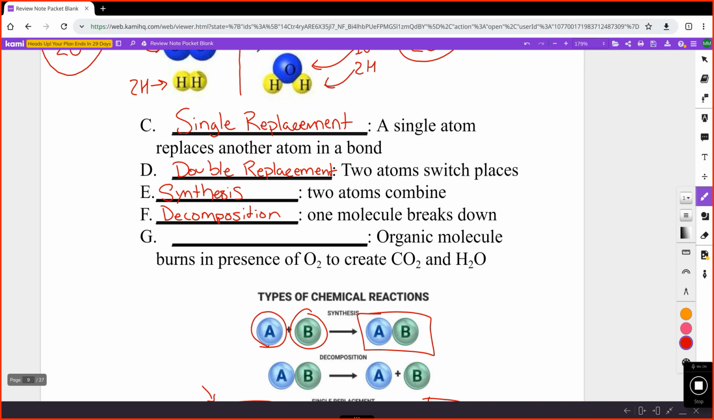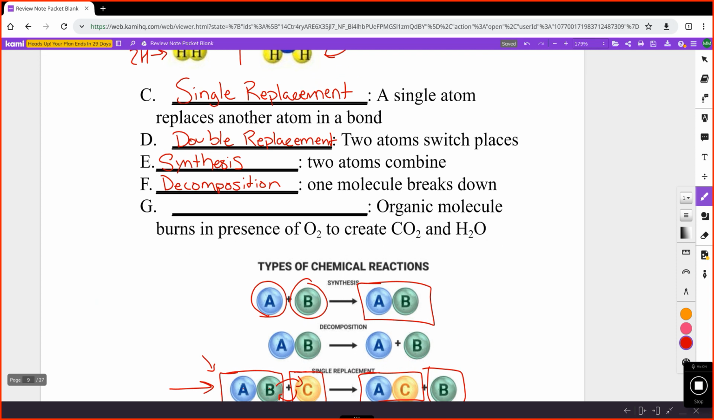Which is breakdown, right? Decomposing happens in nature all of the time. It's literally when you take something that is whole and break it into its separate pieces.